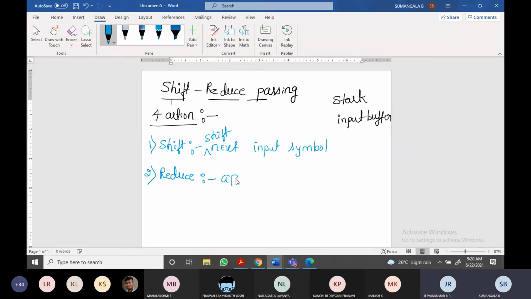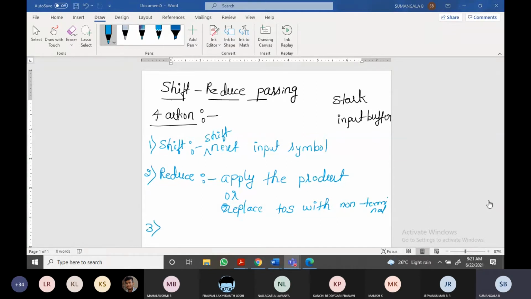So in simple words, apply the production when the top of the stack is matching with the body of the production. That means replace the top of stack, in short I am writing TOS, top of stack, with the non-terminal. So that is the second thing.